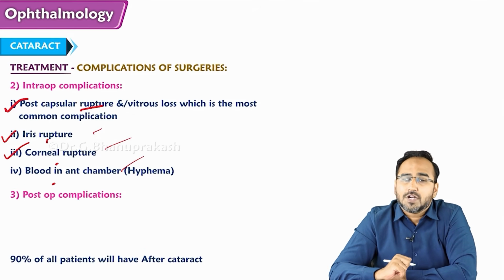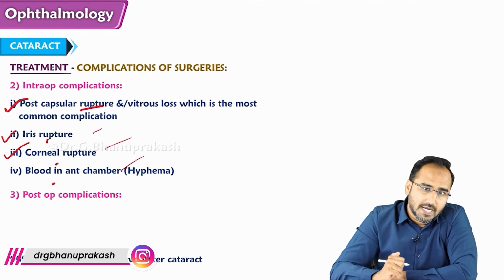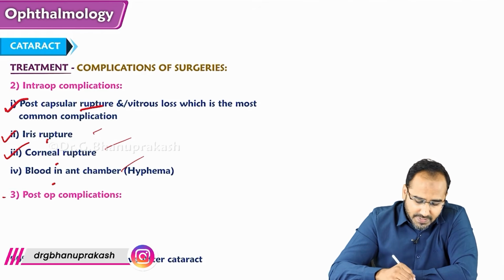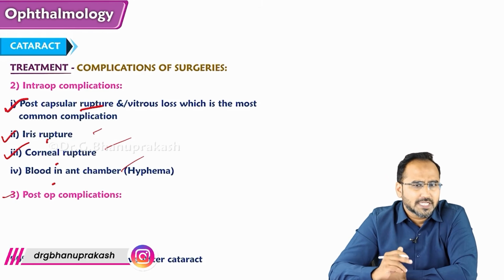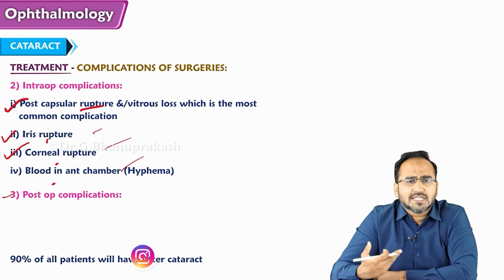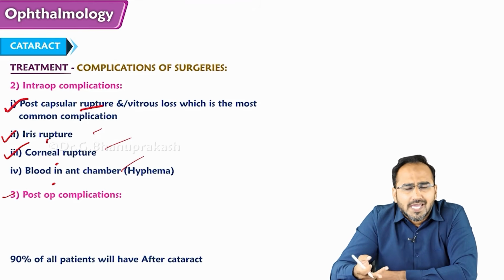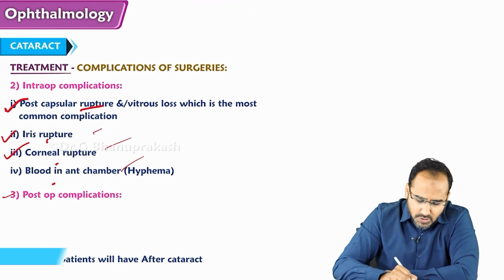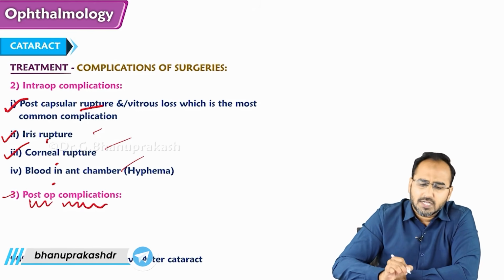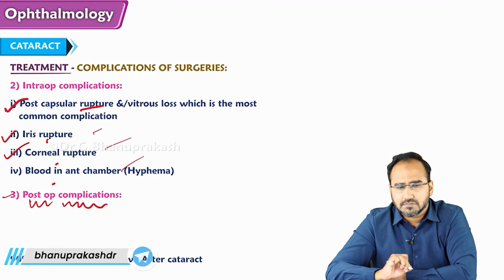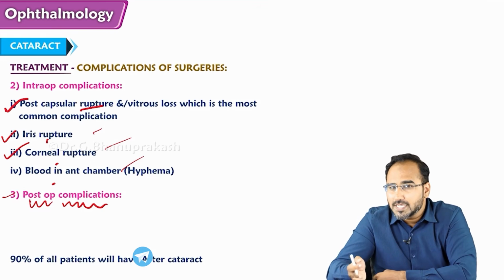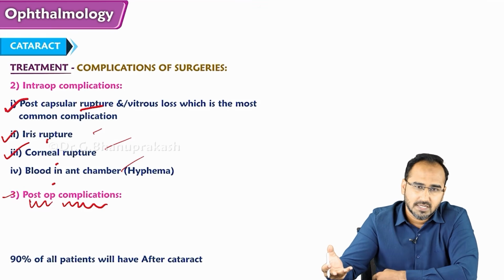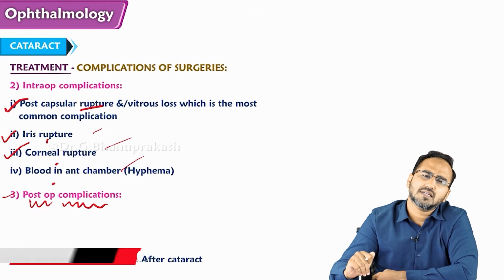All these are what complications, guys? Intraoperative complications. Coming to the last, which is called as postoperative complications. Yani ke after cataract surgery, what are the complications you see in the patient? So after cataract surgery, guys, what are the complications that you see in the patient? There are many complications. One complication is called as after cataract. Now, what is this after cataract?